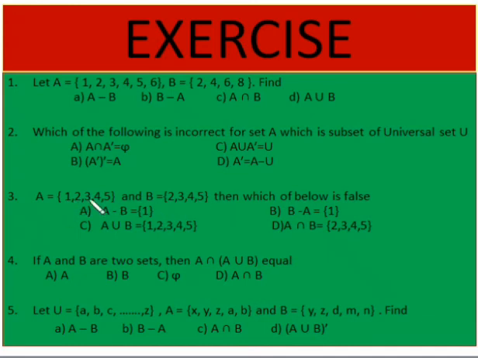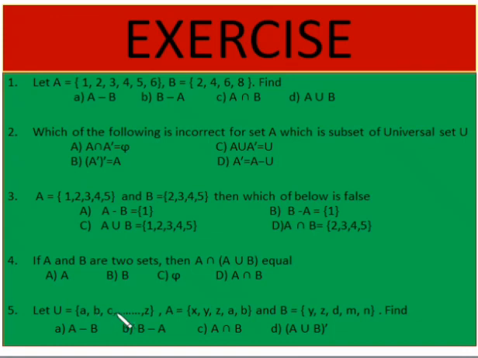Now the third question. A is equal to 1, 2, 3, 4, 5 and B is equal to 2, 3, 5. A minus B is equal to 1, 4, exactly. B minus A equal to 1? No, 1 is not present there, so that is why this one is wrong. If A and B are two sets, then A intersection (A union B) equals? A union B has all the elements of A and B, and when we find the intersection with A, we get set A itself. Set A is the right answer.